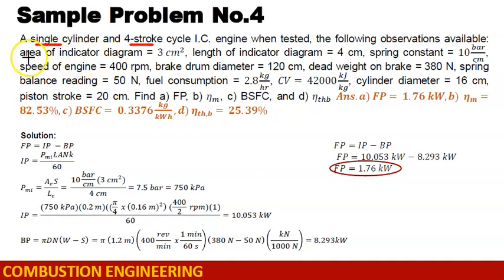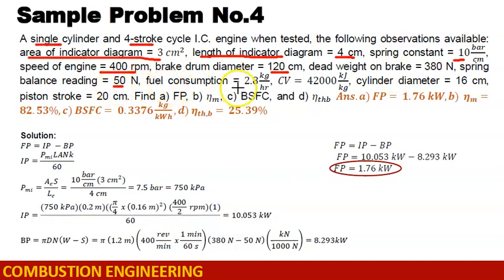The area of the indicator diagram is 3 centimeters squared. The length of the indicator diagram is 4 cm. The spring constant is 10 bar per cm. The speed of the engine is 400 rpm. The brake drum diameter is 120 cm. Dead weight is 380 newton. Spring balance reading is 50 newton.